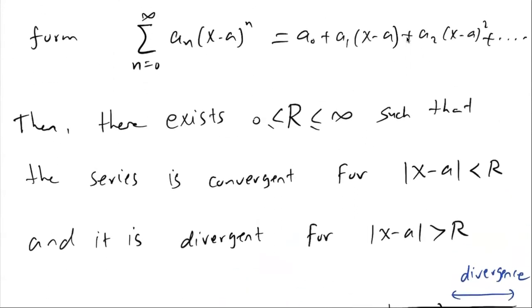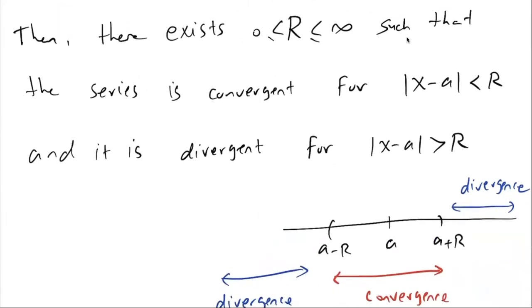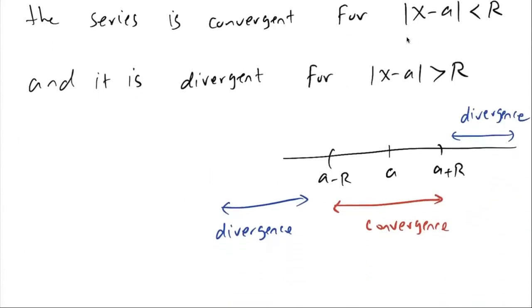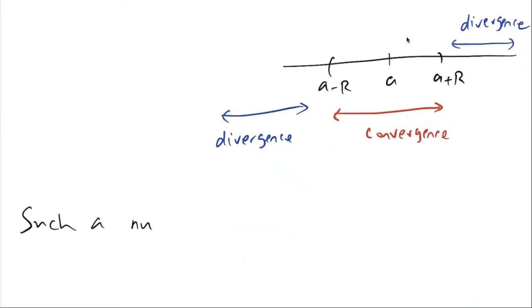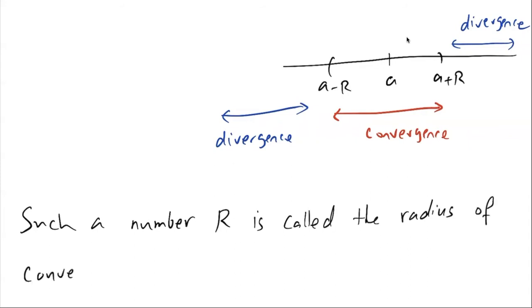So basically a theorem guarantees that there exists a number capital R between 0 and infinity, that convergence happens inside the interval a minus R to a plus R, divergence happens outside. And this number capital R, whose existence is guaranteed by a theorem that we are not going to prove here, but there is a theorem that guarantees the existence of this number capital R. So this number capital R with this property is called the radius of convergence for the series above.